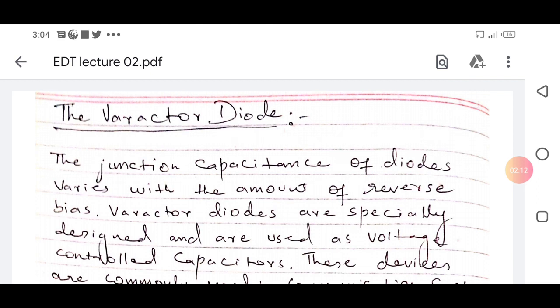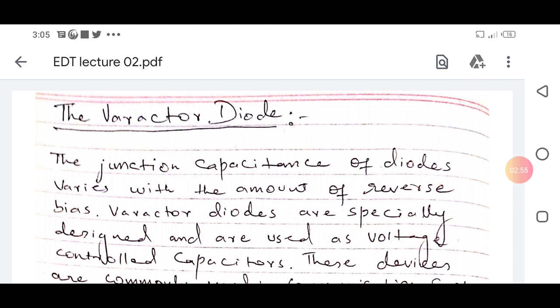Now the junction capacitance of a diode varies with the amount of reverse bias. It means the varactor diode works only in reverse bias. The varactor diode operates only in reverse bias, and it is the reverse voltage which changes the value of the junction capacitance of a varactor diode. Varactor diodes are specially designed and are used as voltage controlled capacitors.